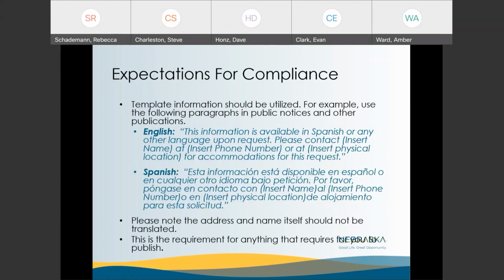So we do have template information available. For example, use the following paragraphs in public notices and other publications. We have English there, and then also there is Spanish. However, when you are doing your four-factor analysis, you may find that Spanish is not the other language that is popular in that local unit of government. There could be another one: German, French, Arabic. There are just so many languages out there that are spoken in Nebraska. So that's key to your four-factor analysis, assessing what other languages are the most popular. Please note that address and name itself should not be translated. This is the requirement for anything that you publish. Next slide.